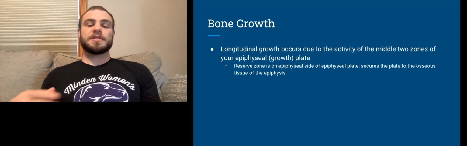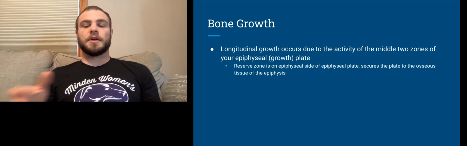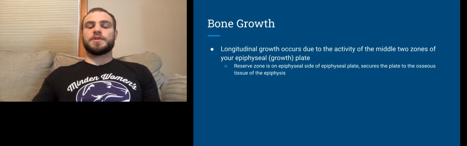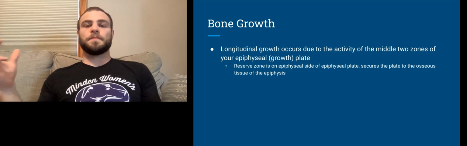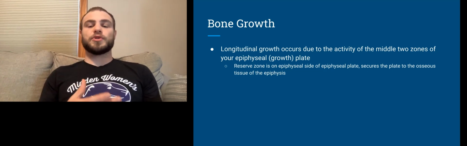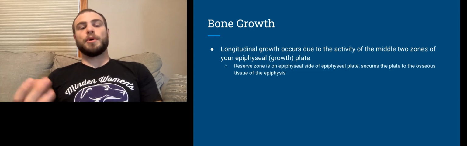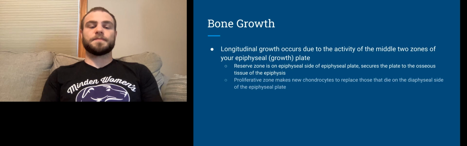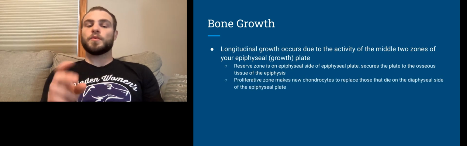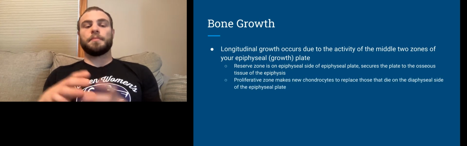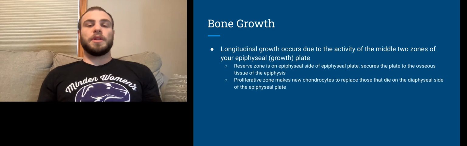This is going to be on the epiphyseal side of the epiphyseal plate here. So this is the side that's closest to the epiphysis in a long bone. And those cells are going to be responsible for securing that epiphyseal plate to the osseous tissue, to that bone tissue of your epiphysis.